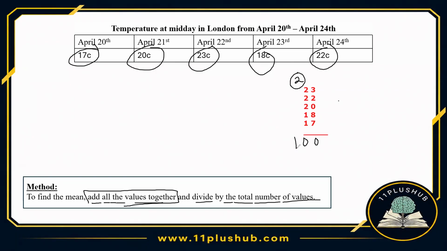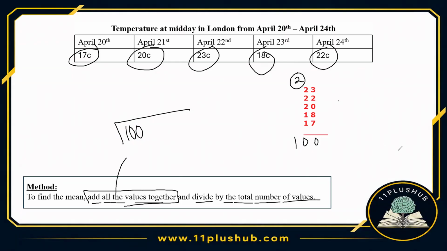So I did that bit to find the mean, add all the values together. Well, I did that. I got 100. But then it says I've got to divide this by the total number of values. So my answer was 100, but I've now got to divide that by all of the values that I have.